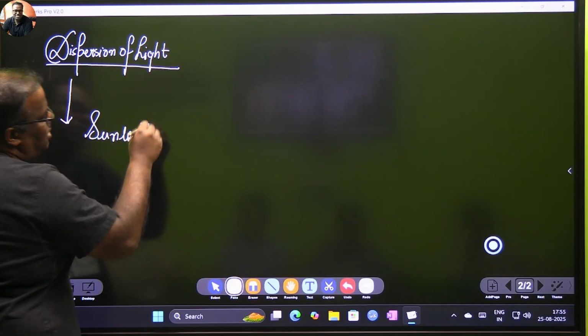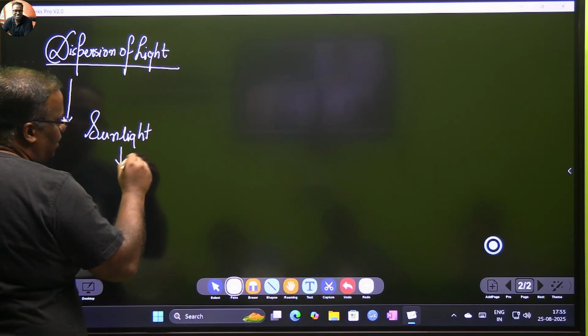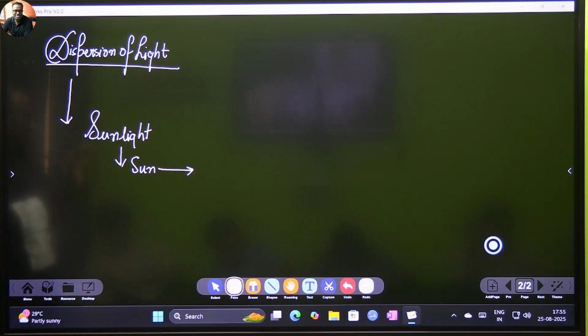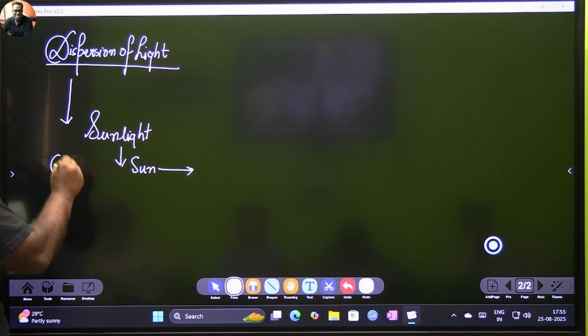So sunlight means the source of light is our sun. So where does sunlight come from? Sunlight comes from the sun. Although it's not that much required at your level, the sun will give us something. We think that the sun only gives us sunlight at grade 8 level.